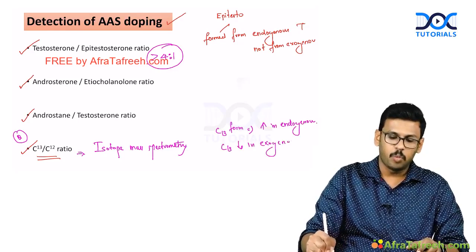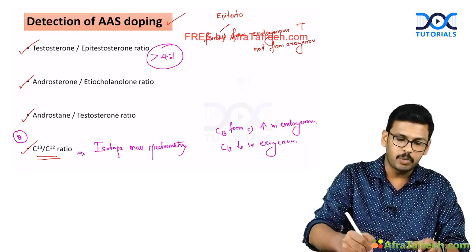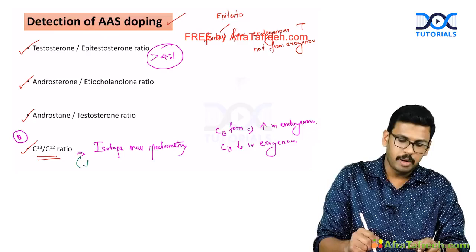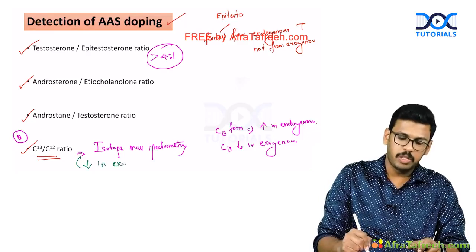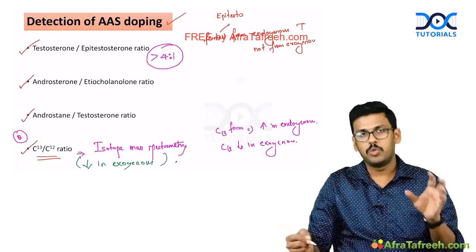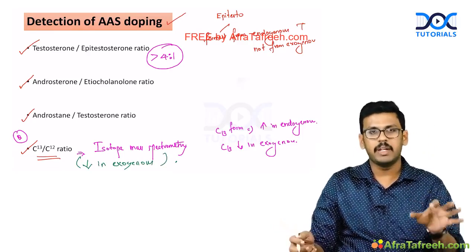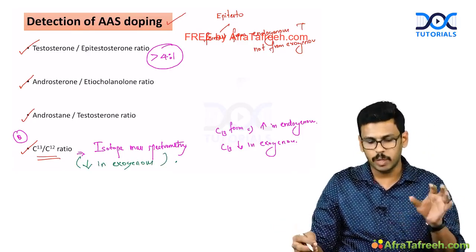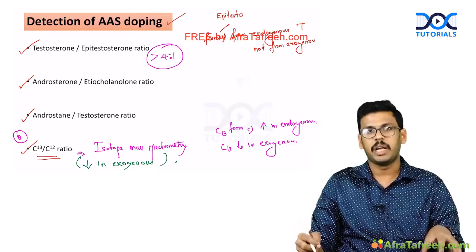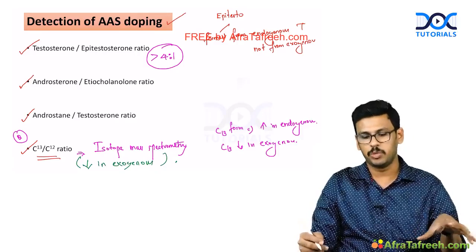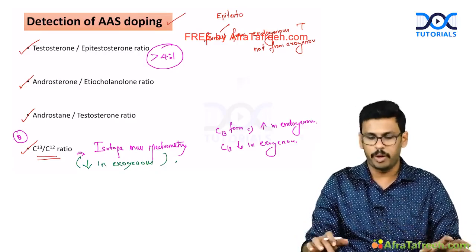exogenous. So what happens to this C13 to C12 ratio? This ratio will reduce in exogenous use. So these two tests you must keep in mind: the testosterone-epitestosterone ratio more than 4:1 and the reduction in the C13 to C12 ratio using isotope mass spectrometry.